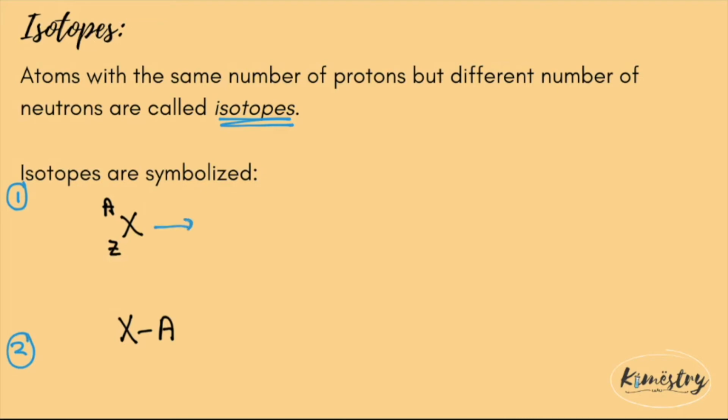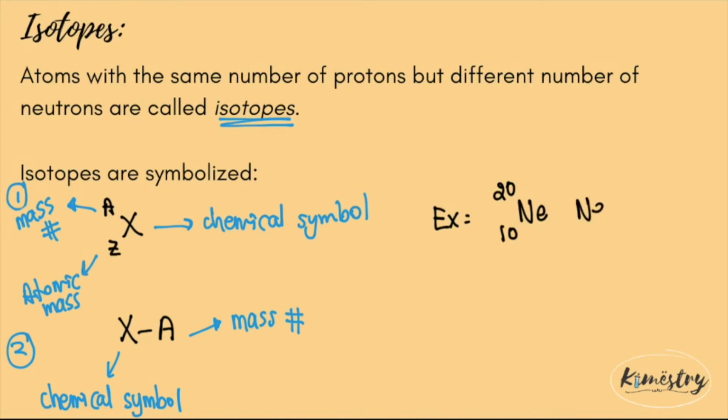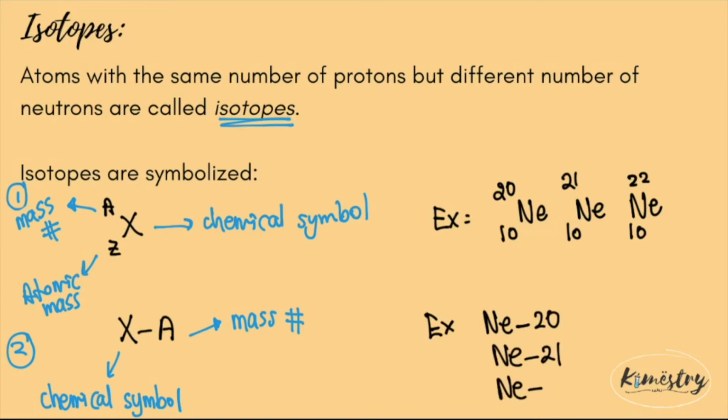So X is the chemical symbol, Z is the atomic number, and A is the mass number. Another style: X is the chemical symbol and A is the mass number. For example, neon: 20 is the mass number and the atomic number is 10, and we also have neon-21 and neon-22. I can write it as neon-20, neon-21, neon-22. Another thing I want to mention is that mass number is equal to number of protons plus number of neutrons.